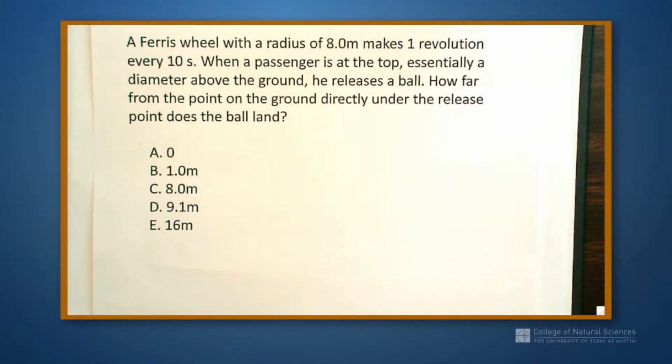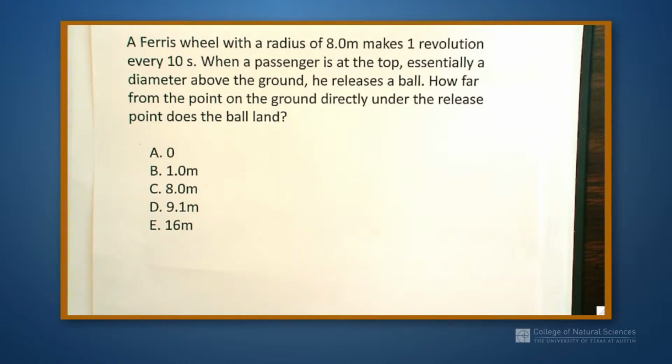So this problem is a little bit involved, just because of the numbers that they give us. So let's take a look at it. It says that a Ferris wheel with a radius of 8 meters makes 1 revolution every 10 seconds. Okay, good to know. When a passenger is at the top, essentially a diameter, not a radius, but a diameter above the ground, he releases a ball. How far from the point on the ground directly under the release point does the ball land?